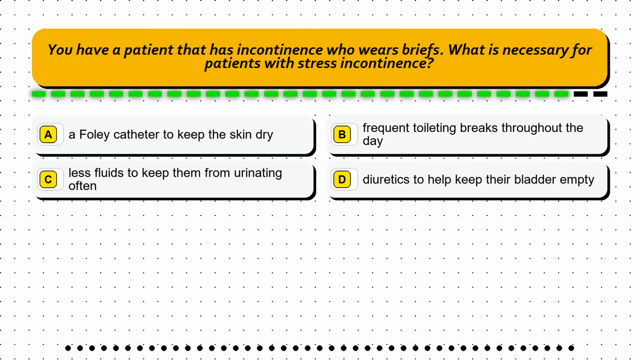Question 4. You have a patient that has incontinence who wears briefs. What is necessary for patients with stress incontinence? Option A. A Foley catheter to keep the skin dry. Option B. Frequent toileting breaks throughout the day. Option C. Less fluids to keep them from urinating often. Option D. Diuretics to help keep their bladder empty.